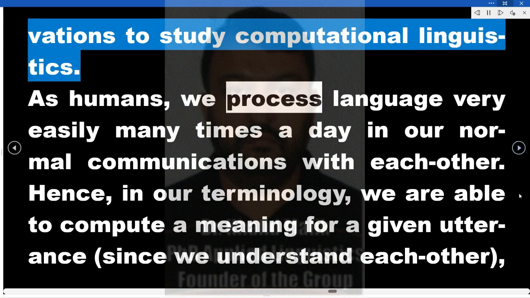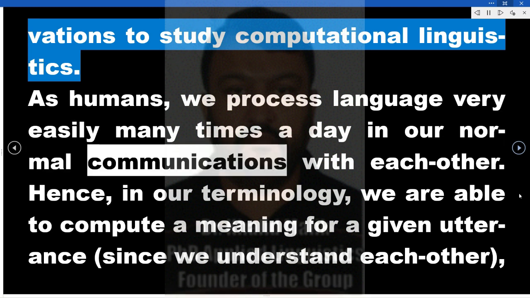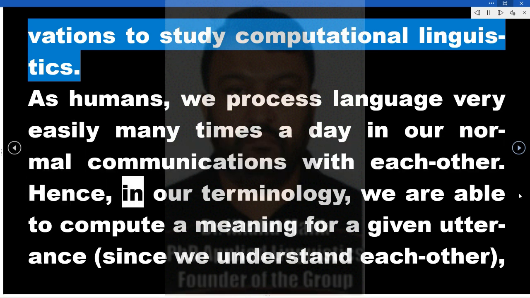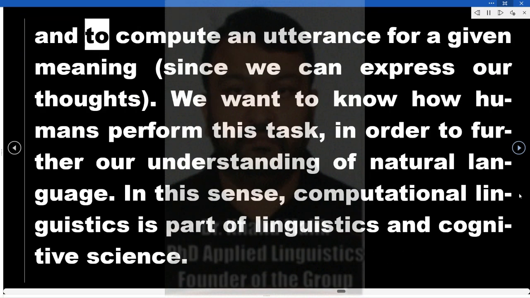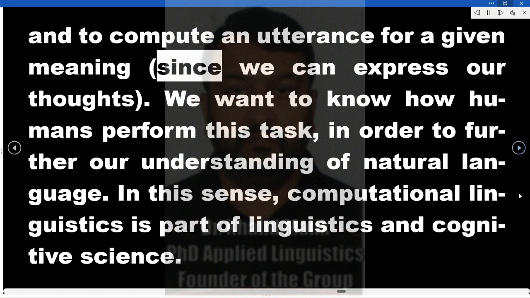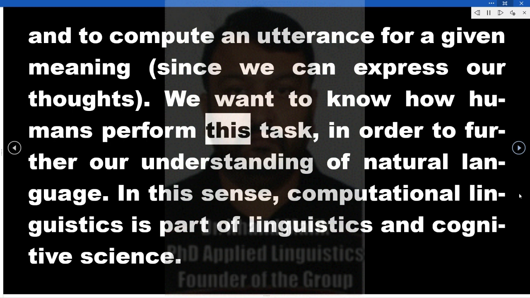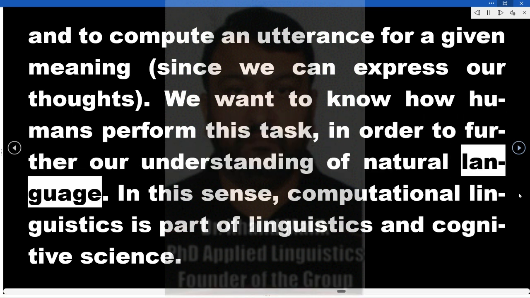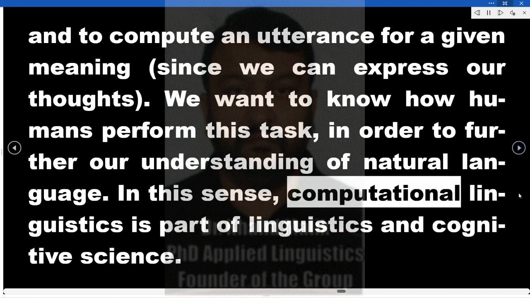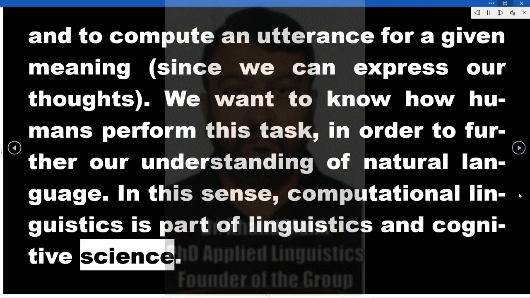As humans, we process language very easily many times a day in our normal communications with each other. Hence, in our terminology, we are able to compute a meaning for a given utterance, since we understand each other, and to compute an utterance for a given meaning, since we can express our thoughts. We want to know how humans perform this task, in order to further our understanding of natural language. In this sense, computational linguistics is part of linguistics and cognitive science.